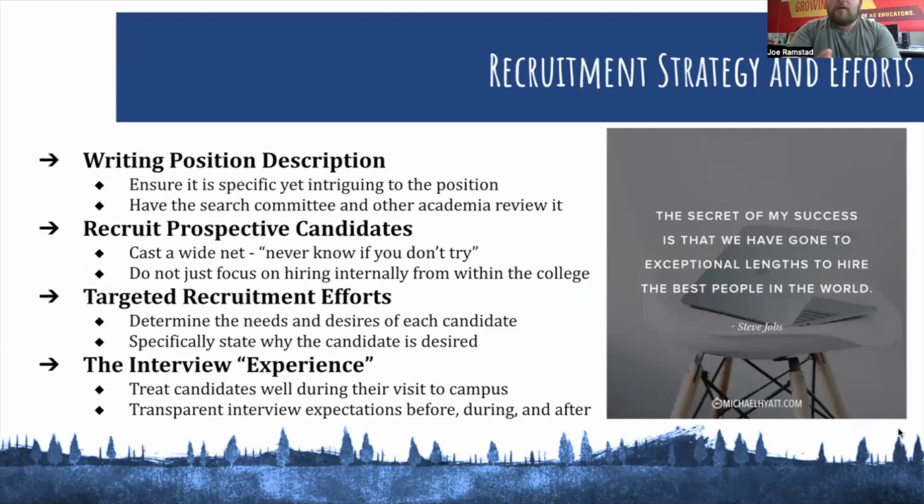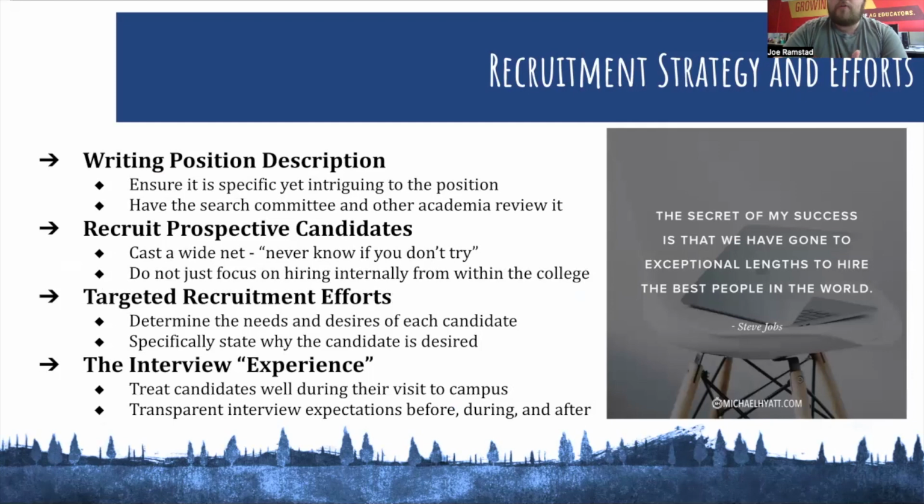When we're thinking about the individual that we're going to be recruiting, we need to be very intentional about how we're doing this from the beginning until the time that the individual signs their contract. As we write that position description, we want to make sure that it is very specific and detail oriented so as to recruit an individual who's going to be excited and driven by what we have to offer as a college. We want to make sure that the search committee and other academia review it to make sure that it is written correctly and also will appeal to candidates.